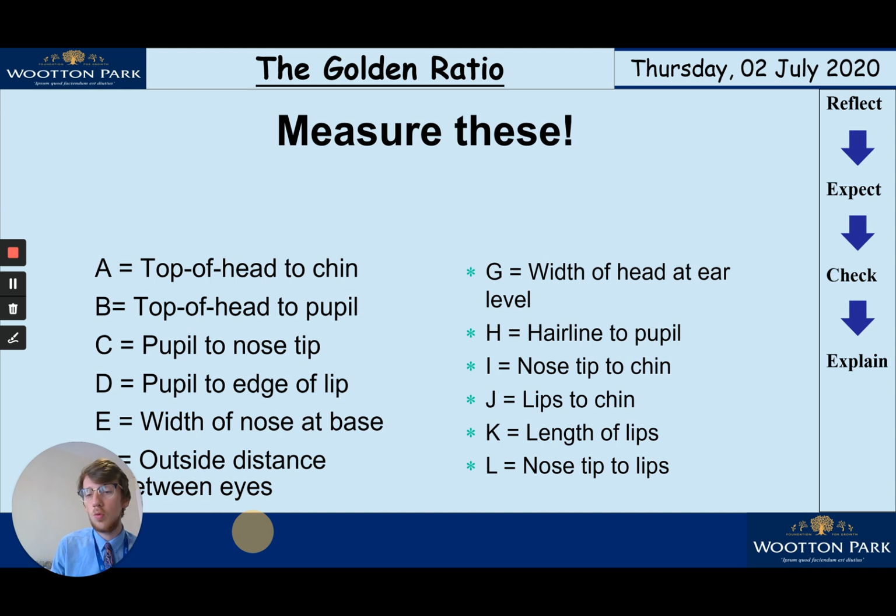Okay, so you can measure all of those, trying to be as accurate as possible, to the nearest millimeter if you can, for your face, your parents' faces, your brother, sister, or pictures of your favourite celebrities, and we're going to find out how golden we are. So if you want to pause the video or go back at any time, you can when you're measuring these.